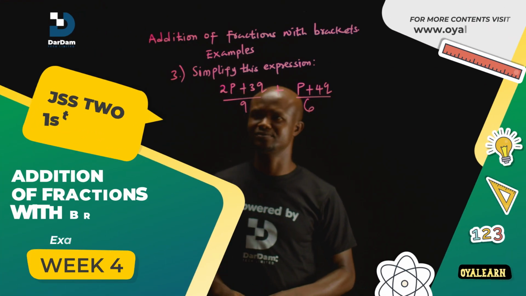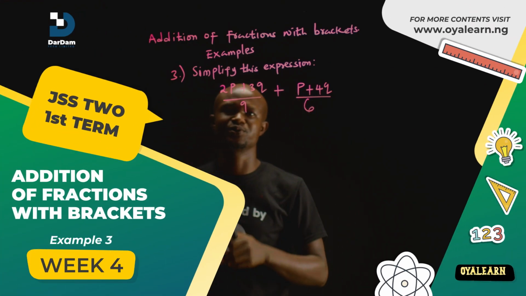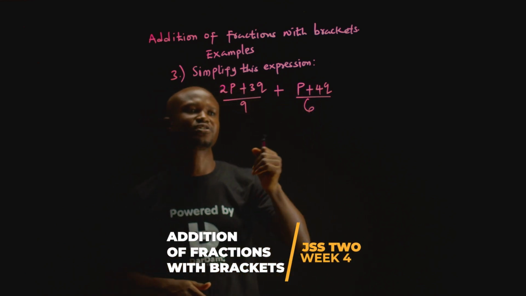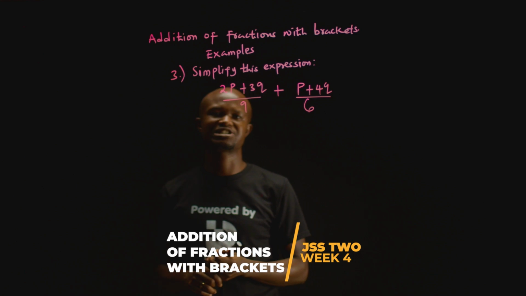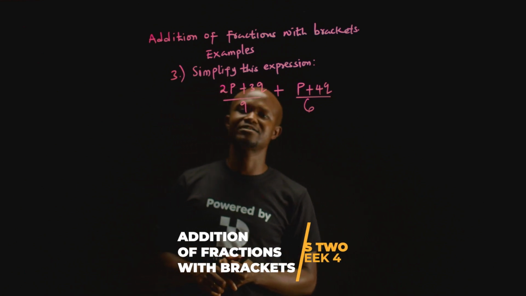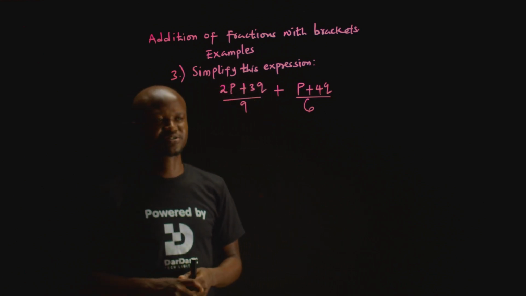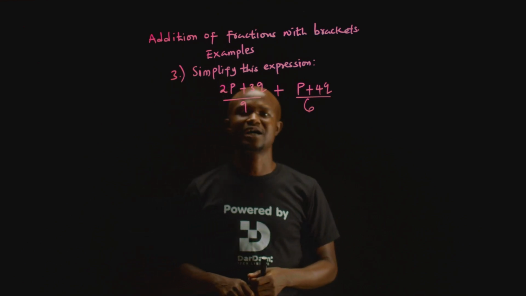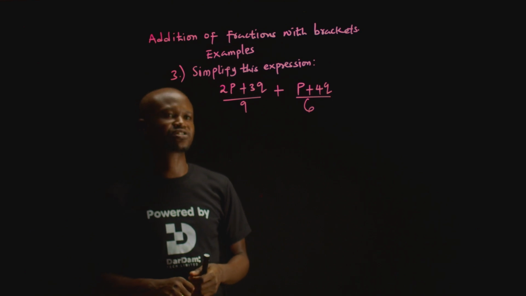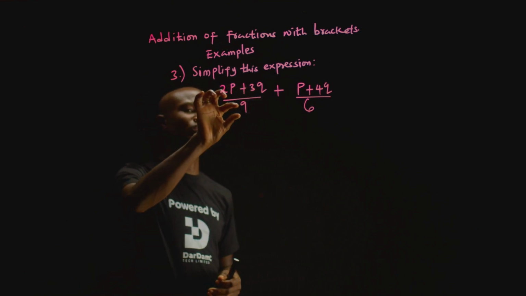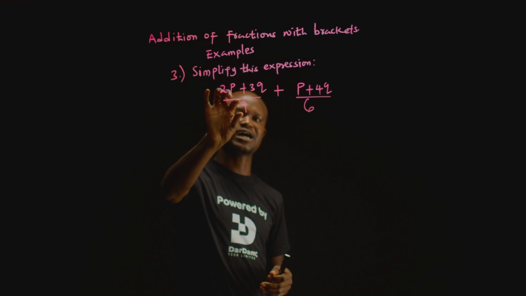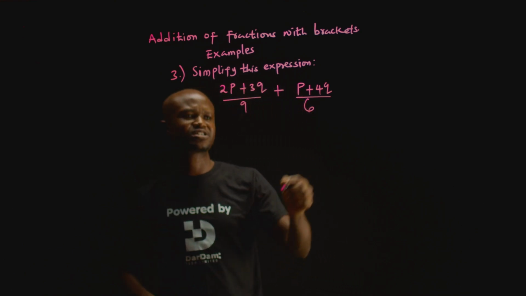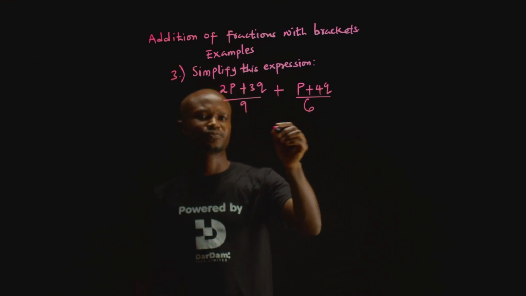Simplify this expression: (2p + 3q) divided by 9 plus (p + 4q) divided by 6. The first thing we are going to get is the LCM of the denominators. For us to get the LCM of denominators, we look at the numbers in the denominators. That is 9 and 6.